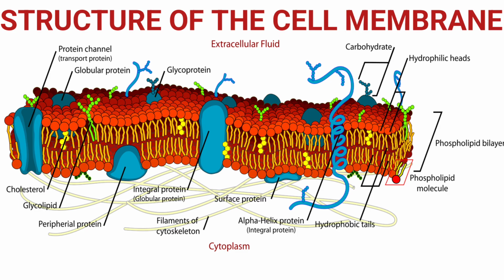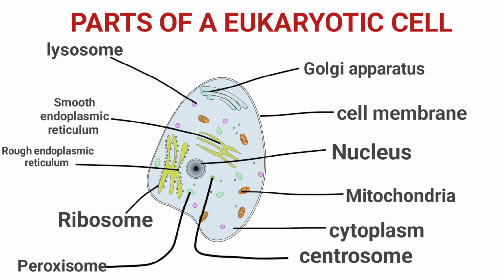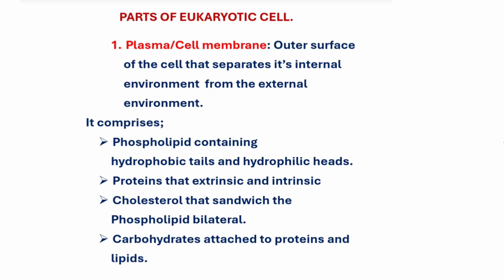The membrane also contains cholesterol that distorts the close packing of phospholipids to keep them more fluid. Cholesterol also increases the stability and flexibility of the membrane. Therefore, the membrane cannot break easily in its presence. The cell membrane also contains carbohydrates that are attached to lipids or proteins. Those attached to the lipids are called glycolipids, and those attached to proteins are called glycoproteins.